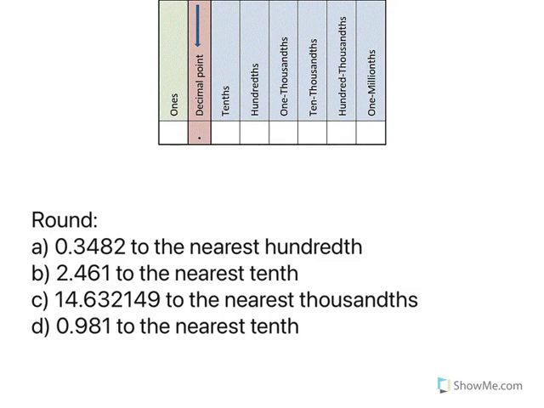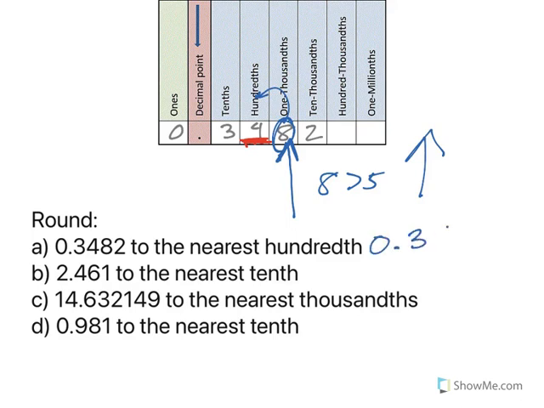So the first number is 0.3482, and we want to round to the nearest hundredths. That means we're going to look one place past to the thousandths. So this 8 is greater than 5, so we round up. That means the 4 becomes a 5, and this becomes 0.35 to the nearest hundredths.